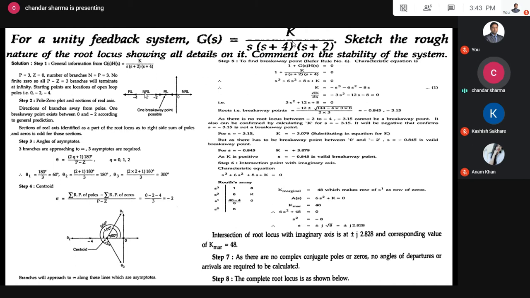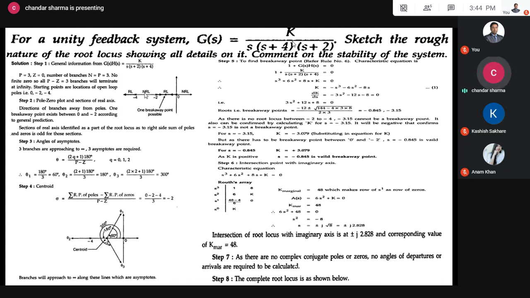So K equals 0 points are at the poles of G(s)H(s), that is at s = 0, -2, -4, and K equal to infinity points are at the zeros of G(s)H(s), that is at s = infinity, infinity, infinity. So the number of finite poles is 3, the number of finite zeros is 0. So the number of separate root loci is N = P, because P is greater. The root loci are symmetrical with respect to the real axis of the s plane.